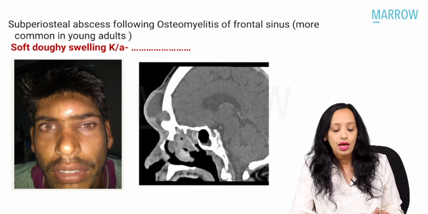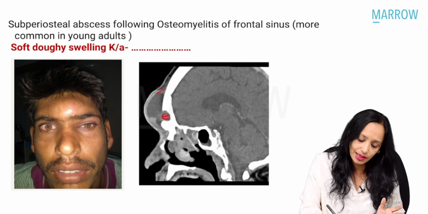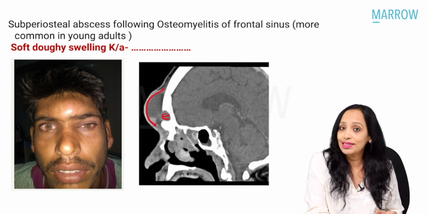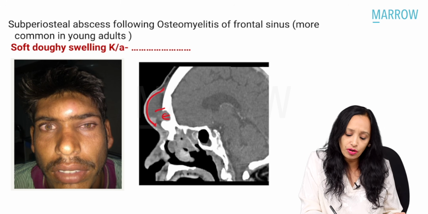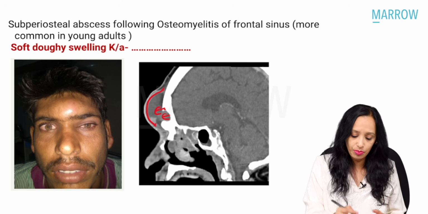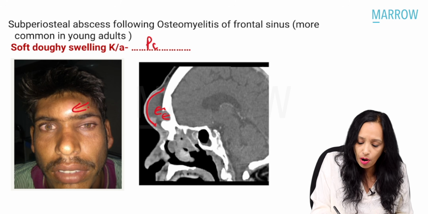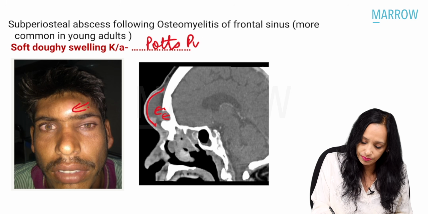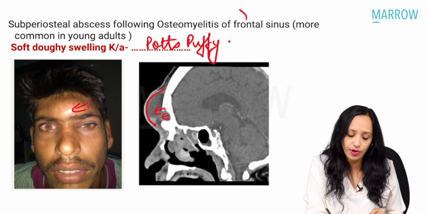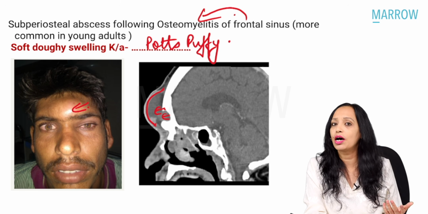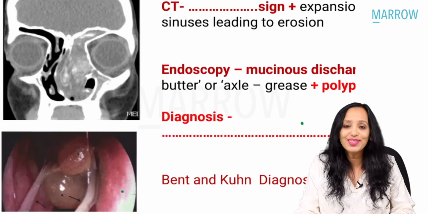Now also in the frontal sinus, there can be subperiosteal abscess. Frontal sinusitis can lead to subperiosteal abscess just in front of the frontal sinus in the forehead area, which can present as a soft doughy swelling in the forehead area. This is what is known as Pott's puffy tumor. So this follows osteomyelitis of the frontal sinus, which follows a frontal sinusitis.